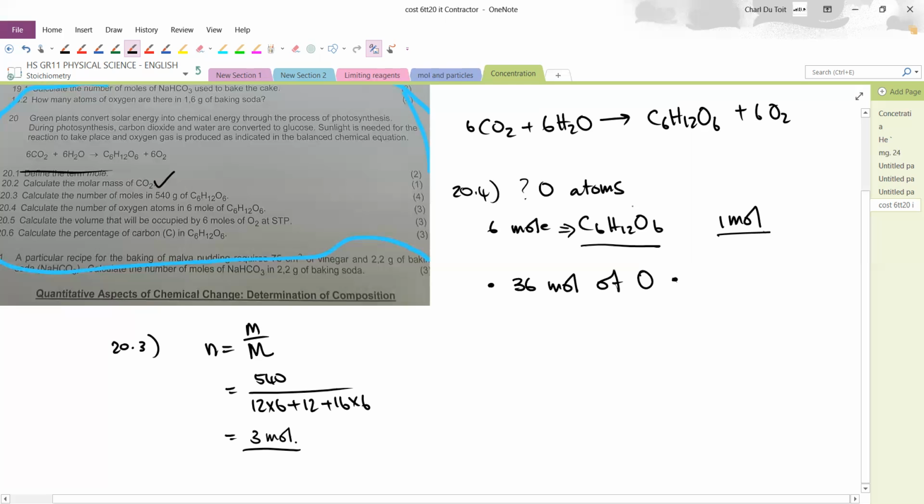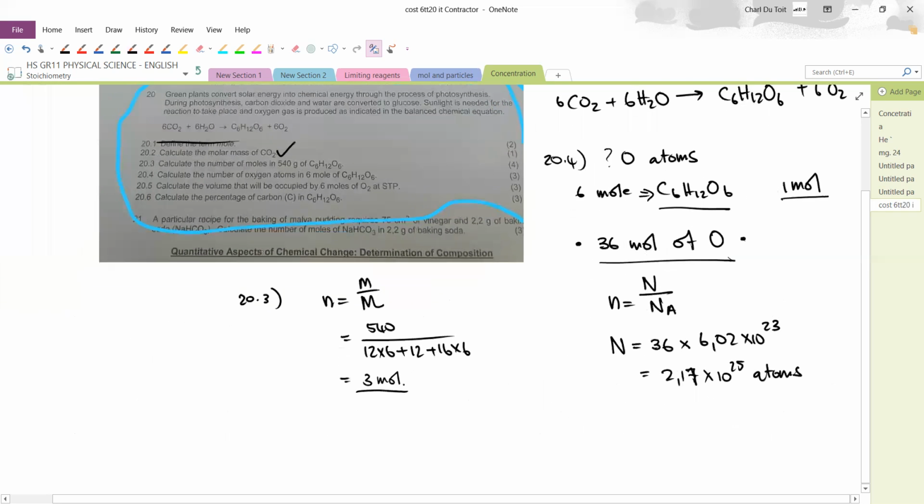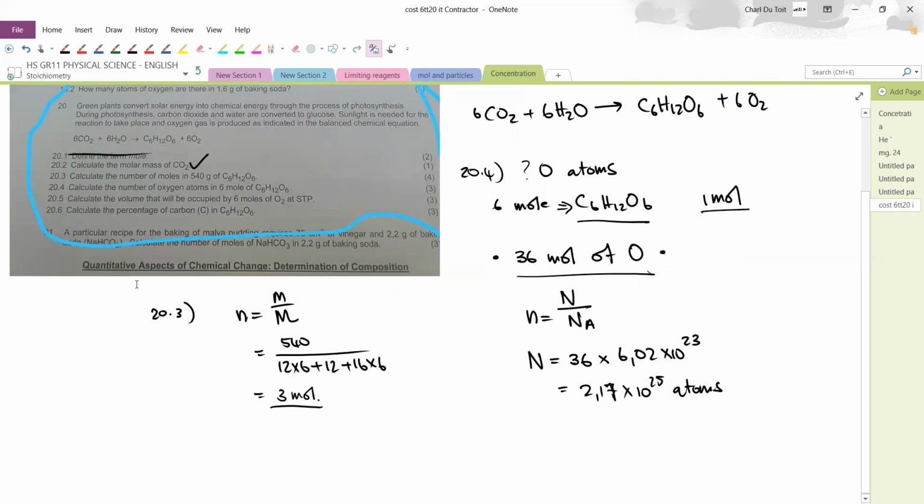Calculate the number of oxygen atoms. Okay, I have the amount of mole now. So the mole is the number of particles divided by Avogadro's constant. So the number of particles is the mole, which is 36, times Avogadro's constant, which is 6,02 times 10 to the power of 23. And that is 2,17 times 10 to the power of 25 atoms. Okay, good.